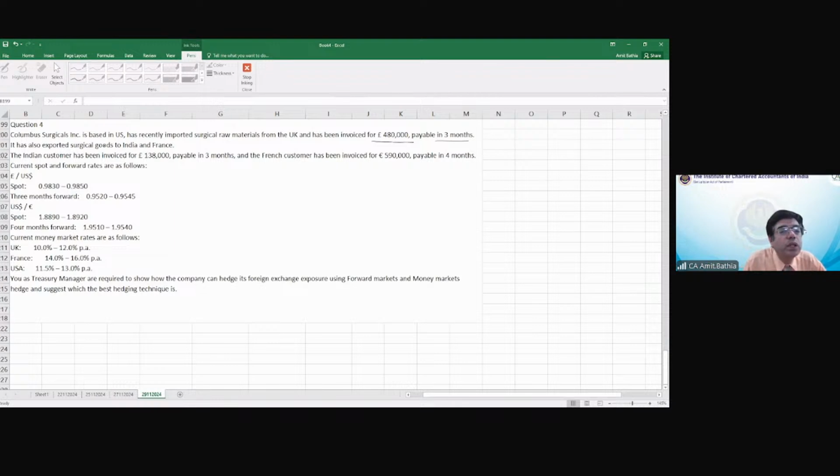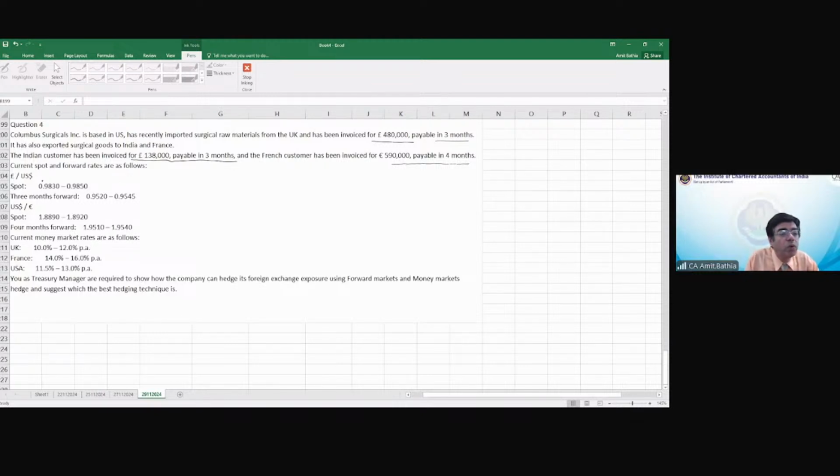It has also exported surgical goods to India and France. The Indian customer has been invoiced for pound 138,000 payable in 3 months, and the French customer has been invoiced euro 590,000 payable in 4 months. Current spot and forward rates are as follows.